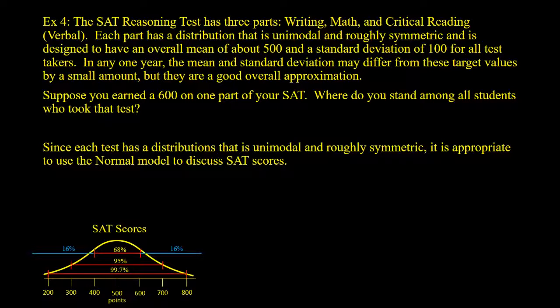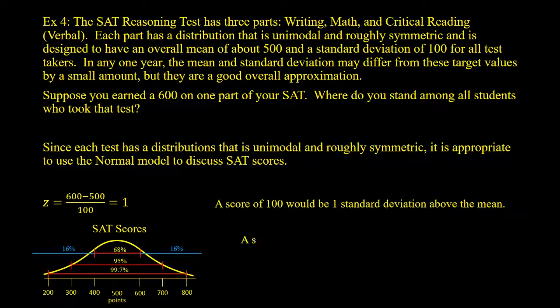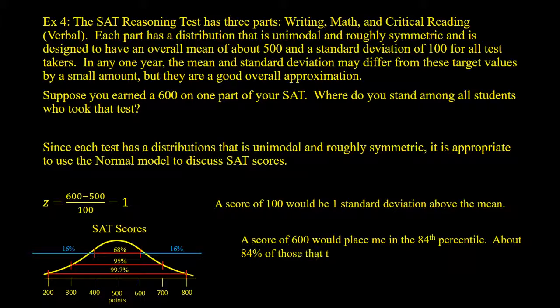A score of 600 would be 1 standard deviation above the mean. To verify that you're 1 standard deviation away from the mean, you can always use the Z-score formula: 600 minus 500 over 100 equals 1. But it should be pretty obvious that we're just counting by hundreds here, so you're 1 standard deviation above. A score of 600 would place me in the 84th percentile. About 84% of those that took the test would be expected to have a score that is lower than mine.